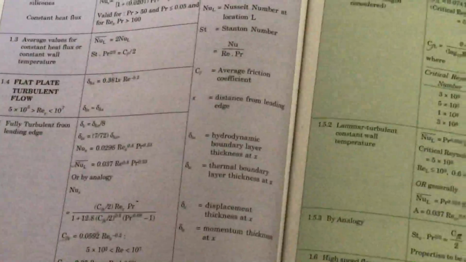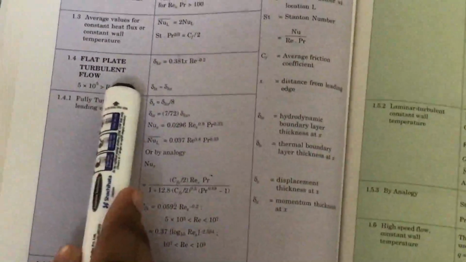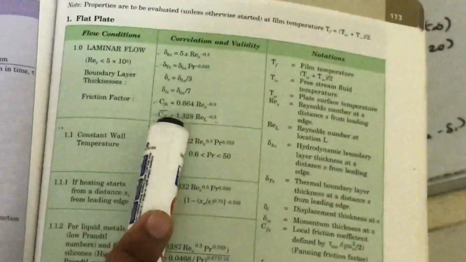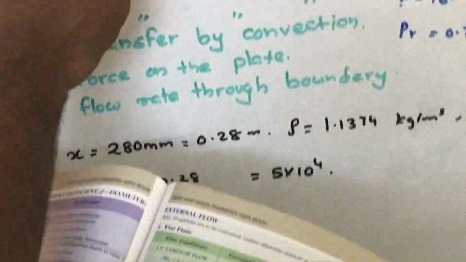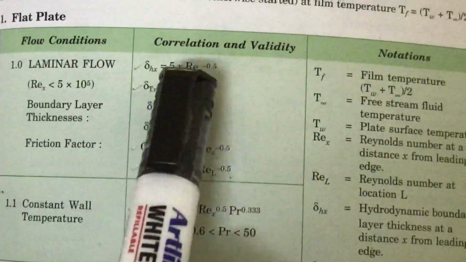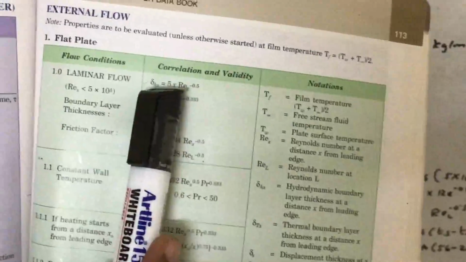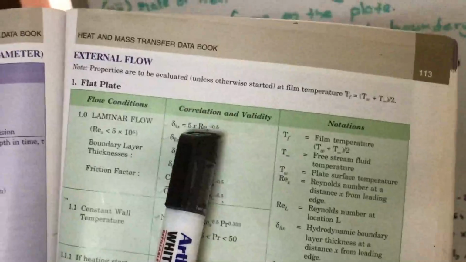After that, if the Reynolds number were between 5 into 10 raised to 5 and 10 raised to 7, that case is also given. In our case it is a laminar flow, so we will refer to this particular page. Now the first thing to be known is the boundary layer thickness, delta x. The boundary layer thickness is 5x into Reynolds number raised to 0.5.